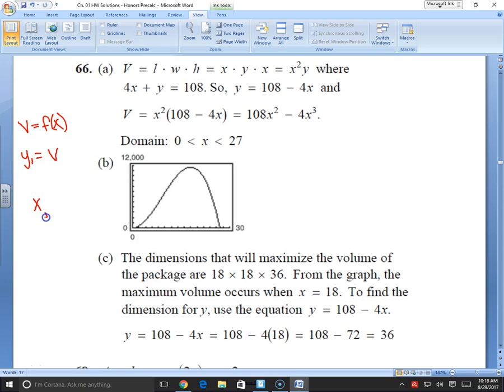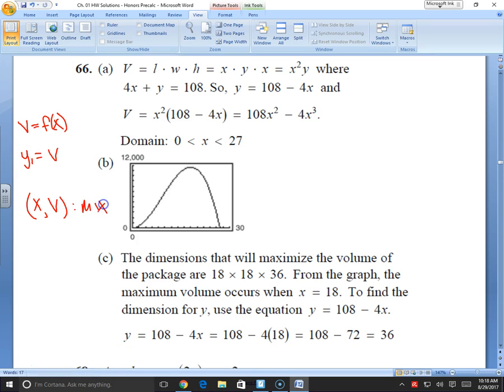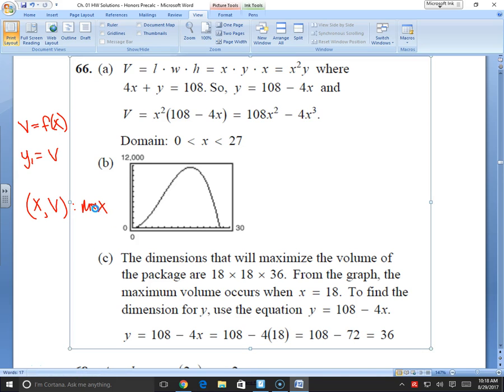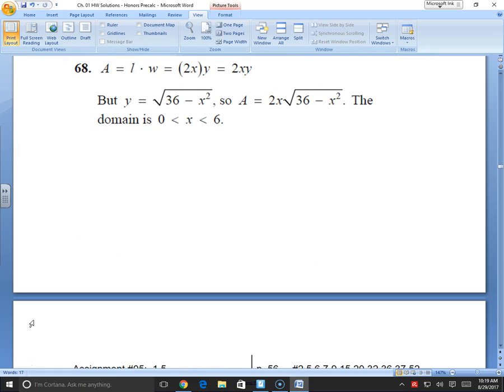The x is going to be just fine, but the y is going to be a V value when you finally do find the max on the graph. You have to go ahead and solve for y. So let's pause. It seems like not a lot of you got very far in this problem. Let's keep checking. We'll come back as to why it was funky.